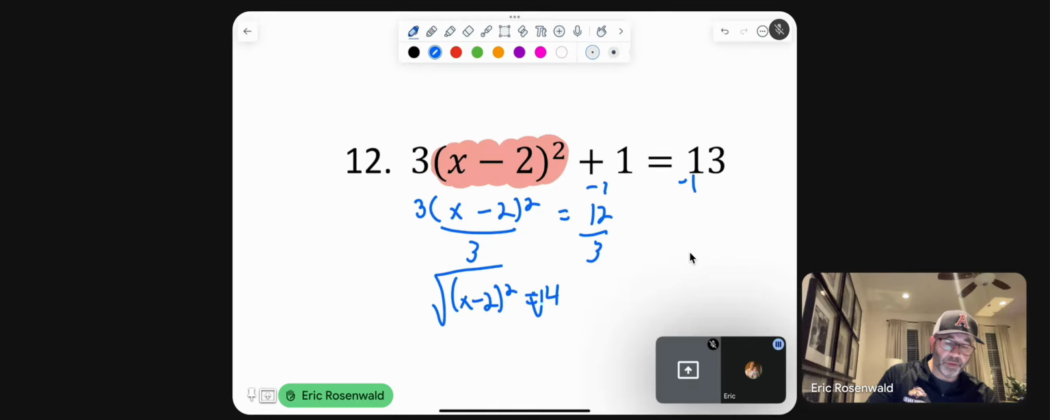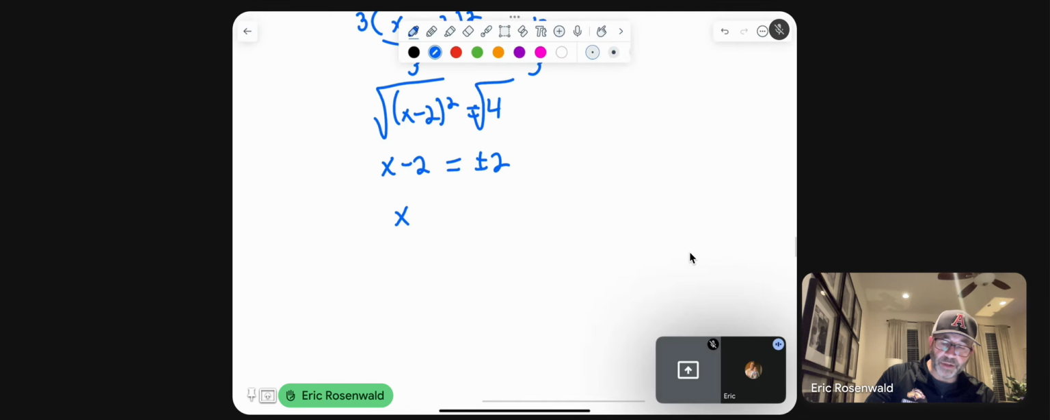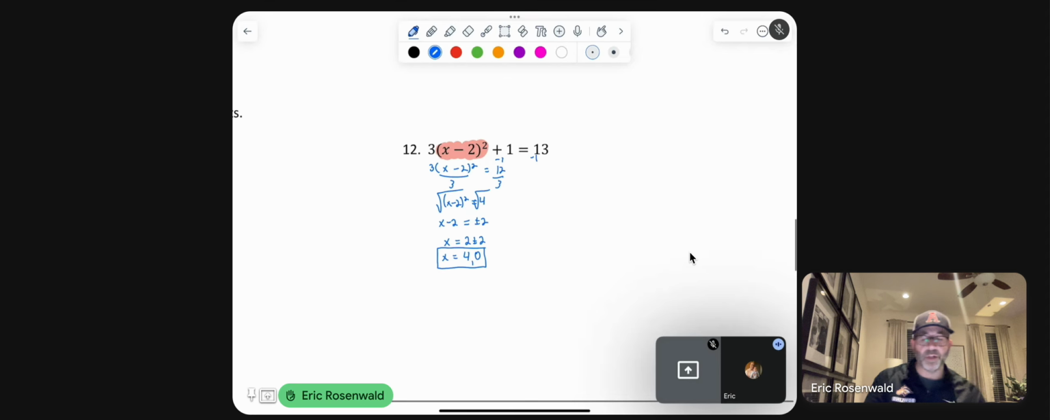Take the square root of both sides. We end up with x minus 2 equals plus or minus 2. We're going to add 2, so we get x equals 2 plus or minus 2. Now think about what these are. 2 plus 2 is 4, and 2 minus 2 is 0. So those would be the two answers there.